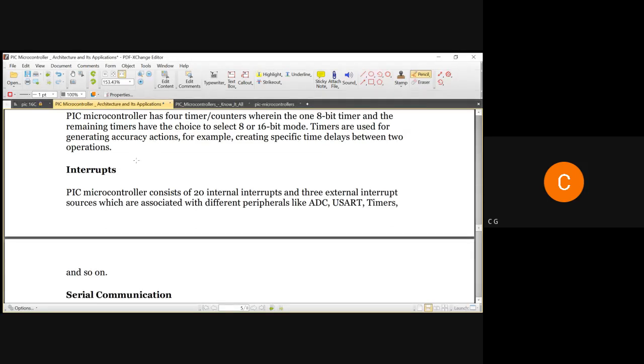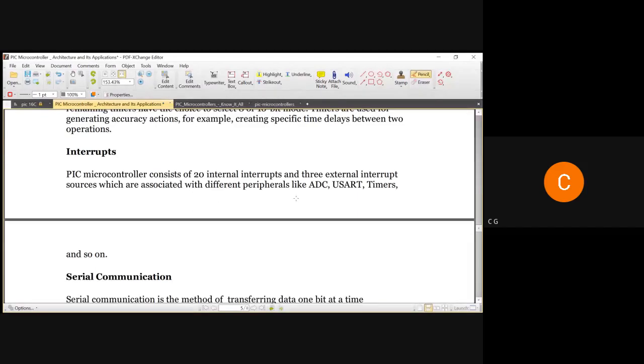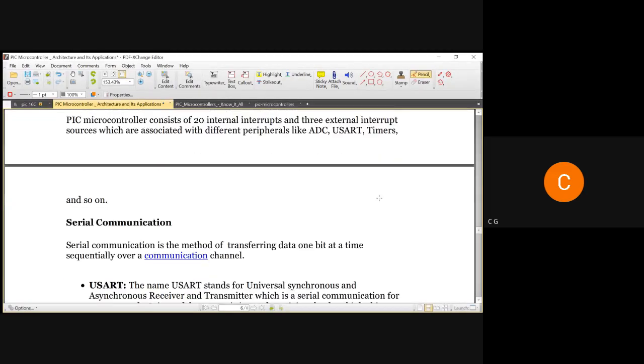This is the arrangement. There are interrupts. The PIC microcontroller considers 20 internal interrupts and 3 external interrupts, with sources like ADC, USART, and timers. So, universal synchronous receive and transmit, and timers. And because of the analog to digital converter, this is also acting like an interrupt.